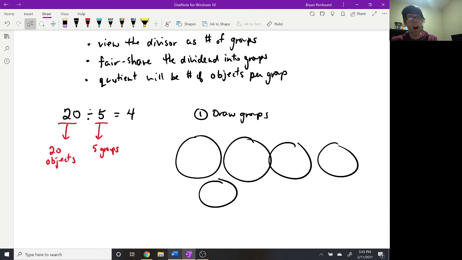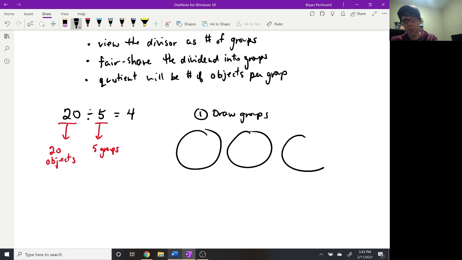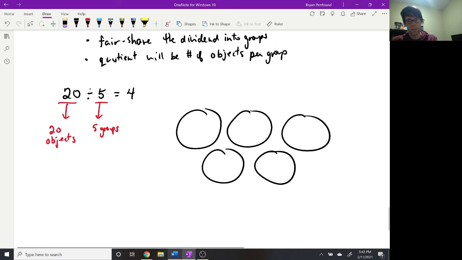That was awful. I'm going to try again. Okay, 1, 2, 3. Now let's do 2 groups underneath. 4, 5. So that's step 1, draw the groups. Step 2 is now to fair share the 20 objects.